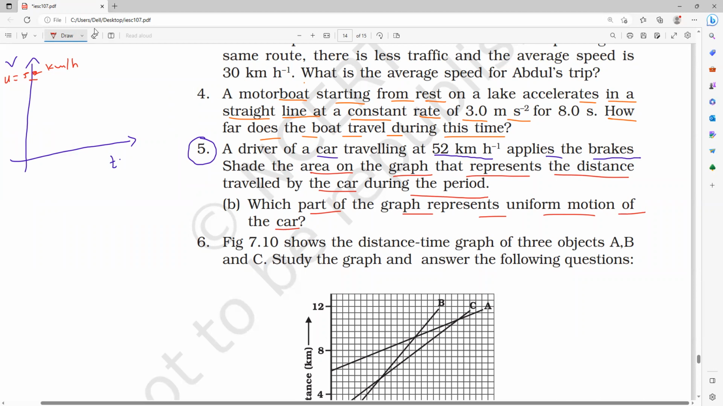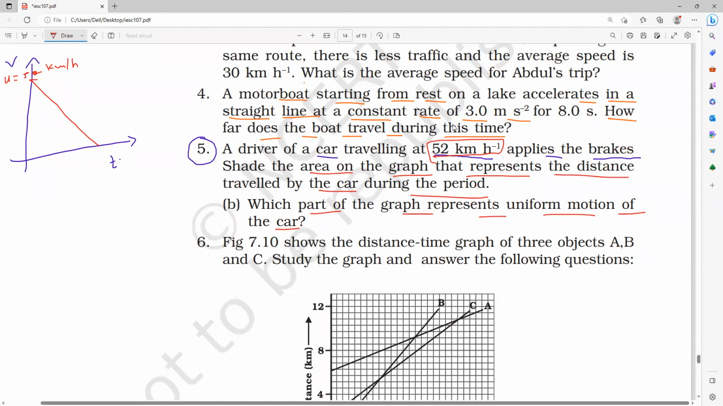So now Mr. Driver is traveling 52 km per hour and he started applying brakes. So applying brakes means finally the body will come to where? Rest. The body will come to rest. Yes or no, guys? That is what you have to remember. Everybody clear?